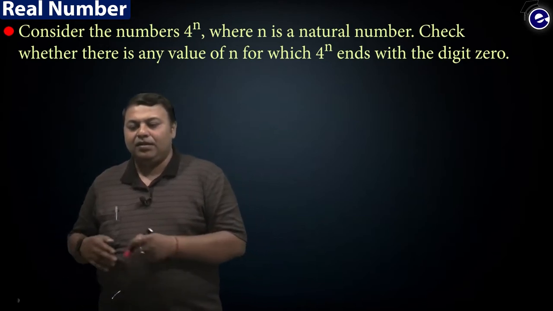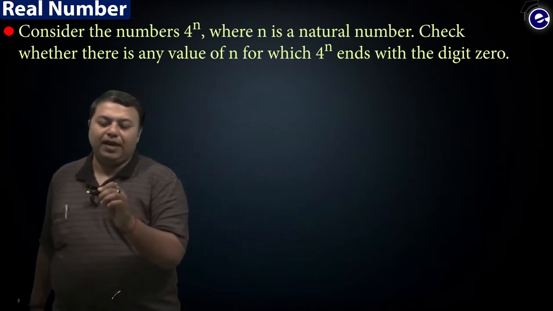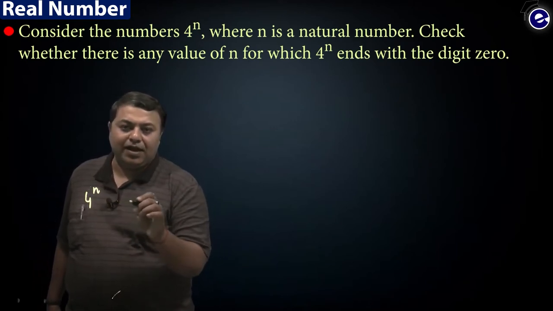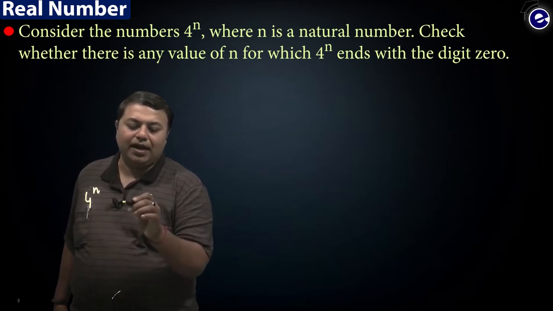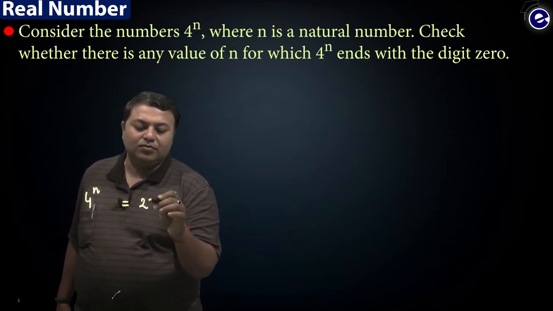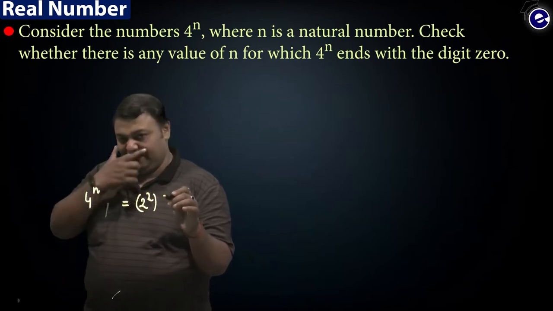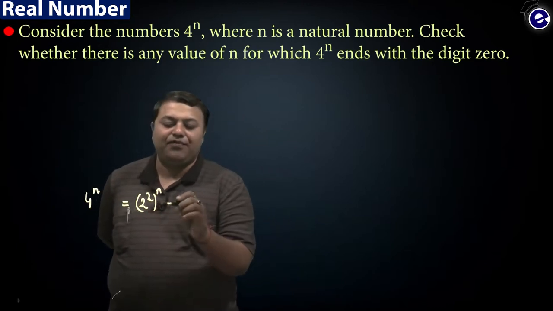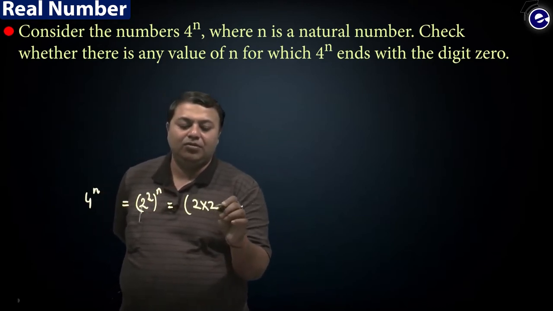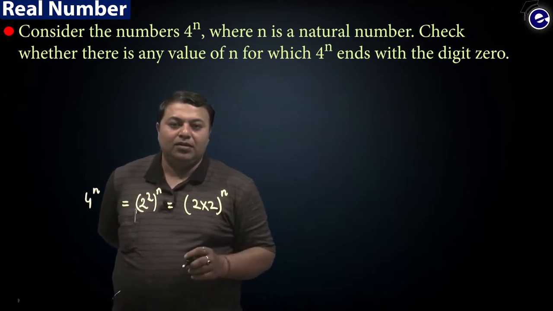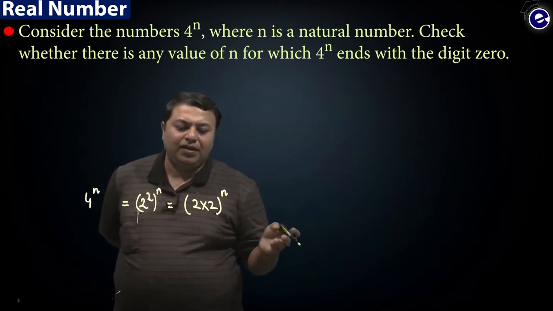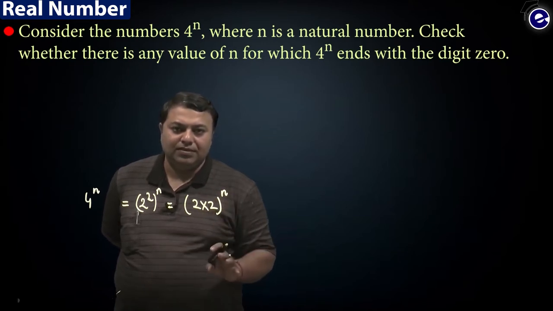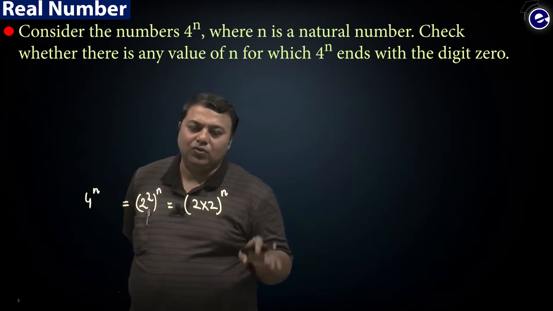Now, when someone is saying 4 to the power n, please understand children, if I prime factorize 4 to the power n, what do I get? I get (2 square) whole to the power n. That means it has the prime factor 2 into 2. So whatever may be the power n, the prime factors will always consist of 2's.